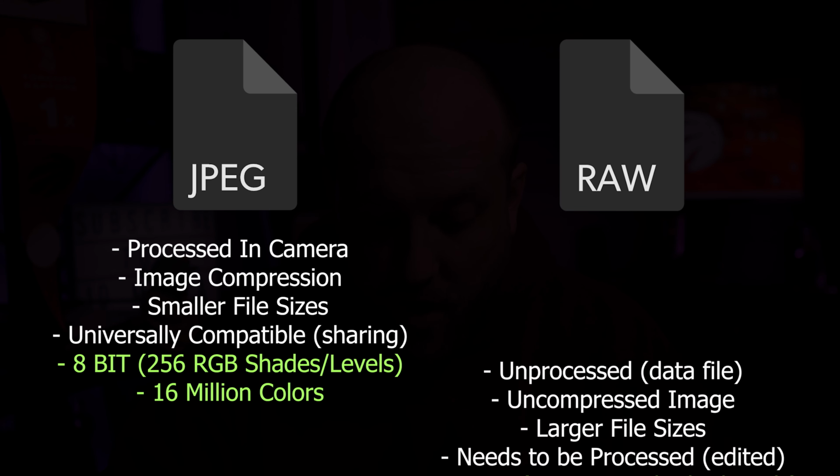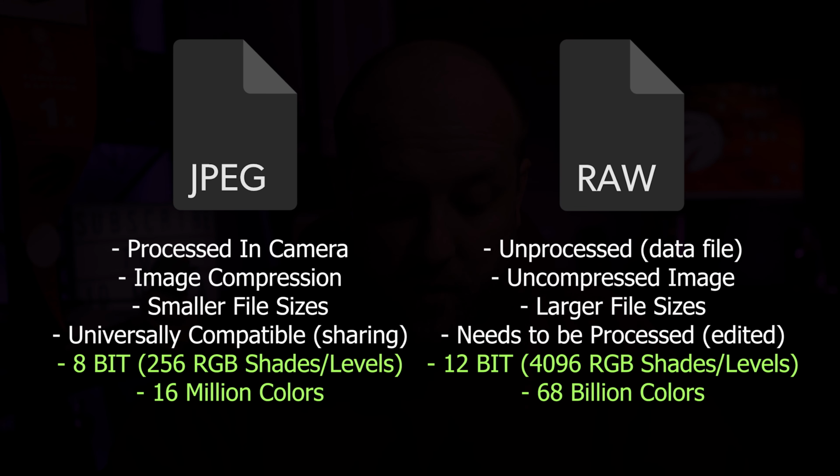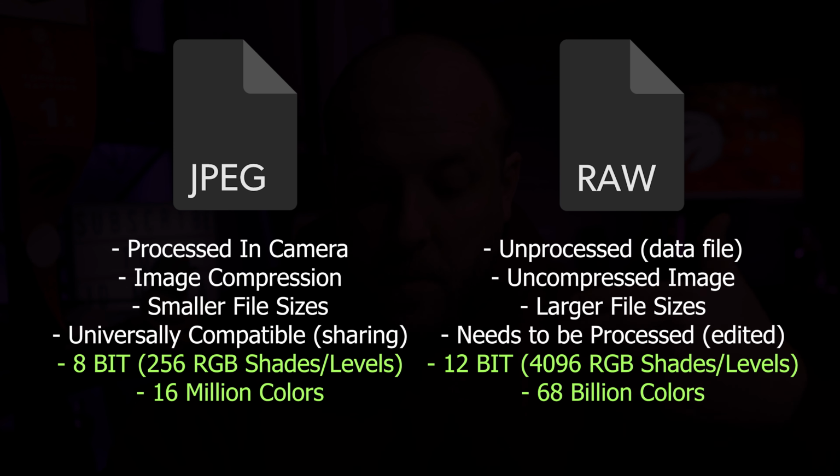But now if we look at RAW, RAW is captured in 12 or maybe even 14-bit, and at 12-bit, it has 4,096 RGB shades or levels, which is 68 billion colors, so far more.